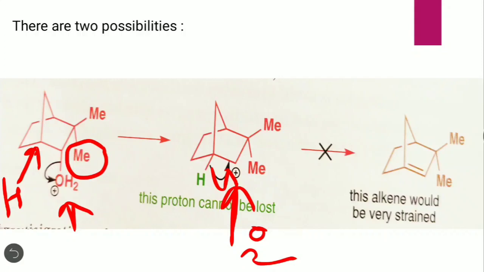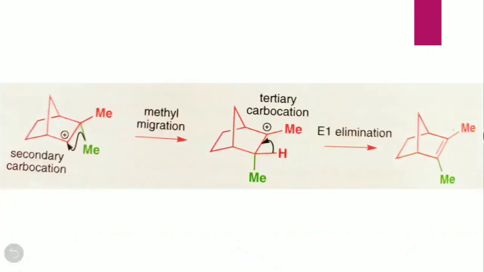If this H is migrated, then in the bridgehead position the formation of an alkene will occur. And we know that an alkene cannot be formed at the bridgehead position because it will create a very high bridgehead strain, which is not stable. So this reaction will not take place. Now we will see the migration of the methyl group, which is the second possibility.